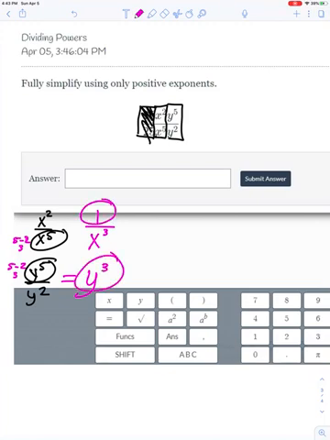Numerator, numerator. You can keep that 1 if you want to. Only thing is the denominator. So there's my simplified version.